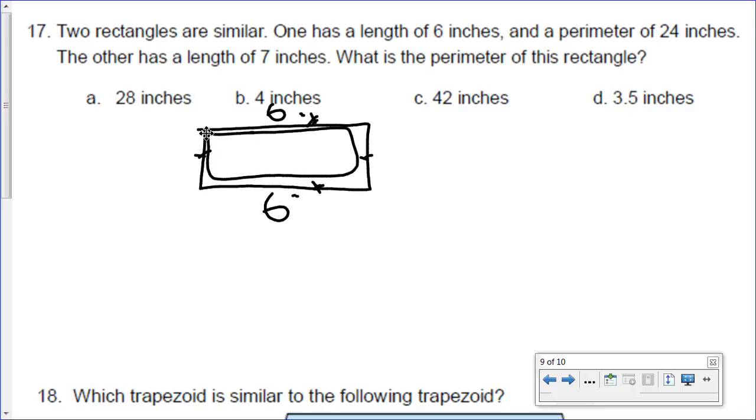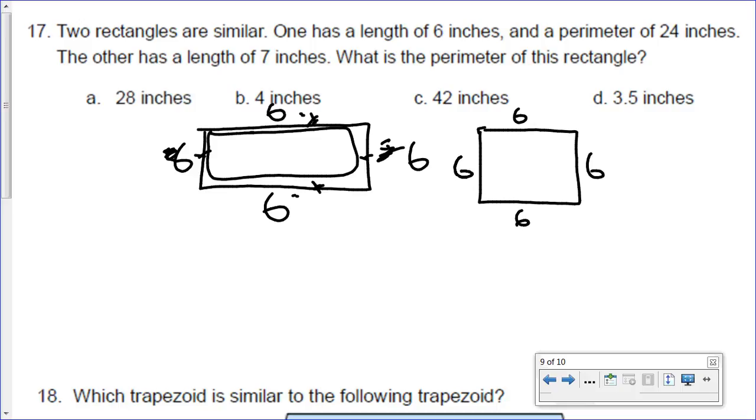Well, we've got 12 more to go to get to 24, but we know that this side over here and this side over here must equal each other. If we've got 12 more to go, that means this rectangle is actually a square with all sides being 6 inches. That is what that means. So the other has a length of 7 inches. What is the perimeter of this rectangle?